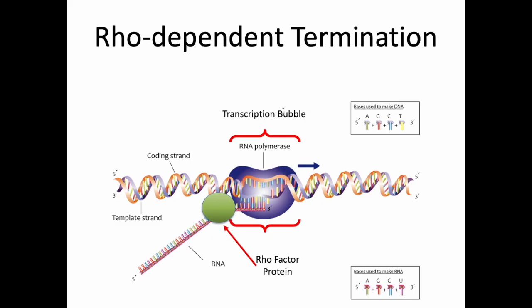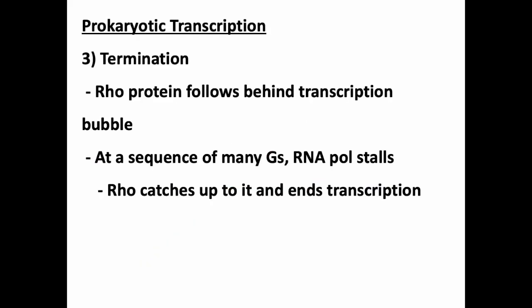The DNA is going to zip back up again. Everything's going to be done. You're finished. And it always terminates at the same place because this is going to happen right after RNA pol hits a G sequence in the DNA. So to summarize, in termination, the rho protein follows behind the transcription bubble. At a sequence of many G's in a row, the RNA polymerase stalls, rho catches up to it, and ends transcription.